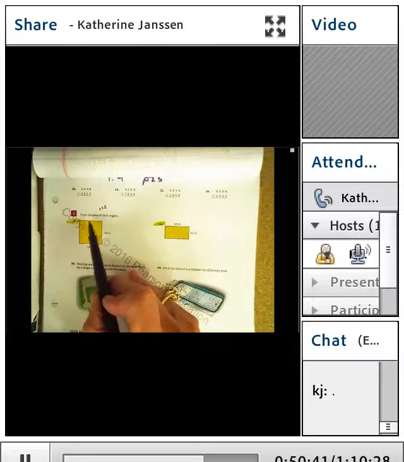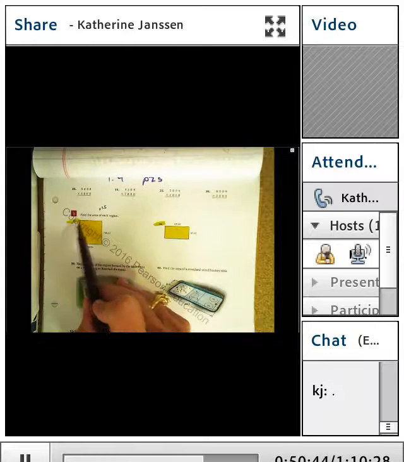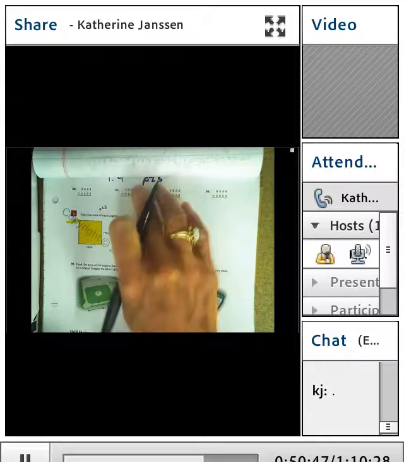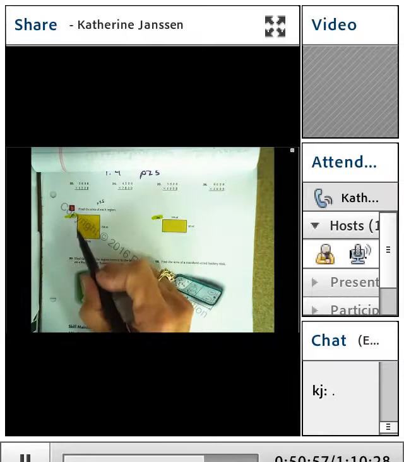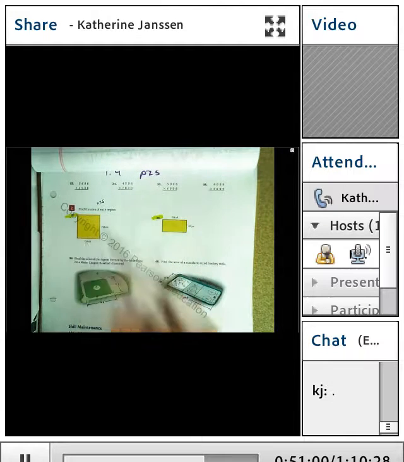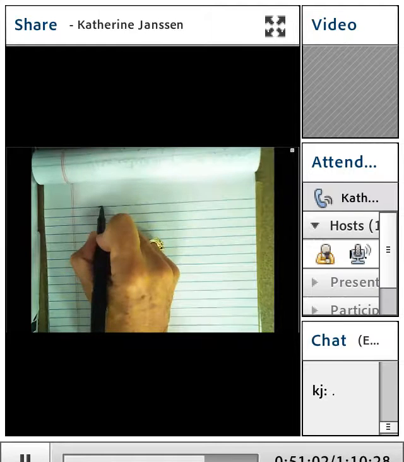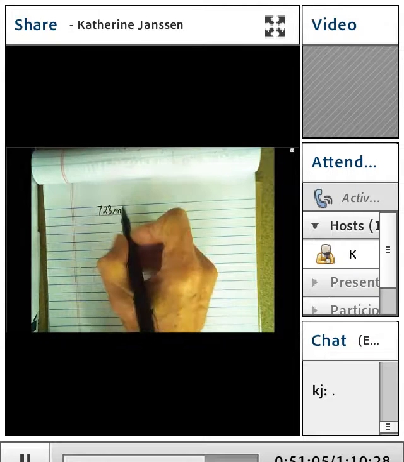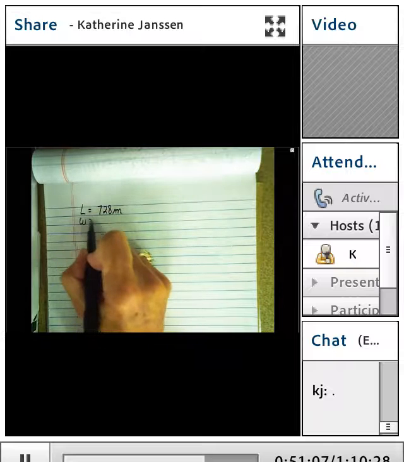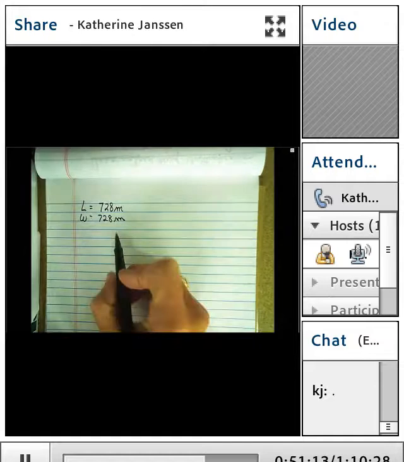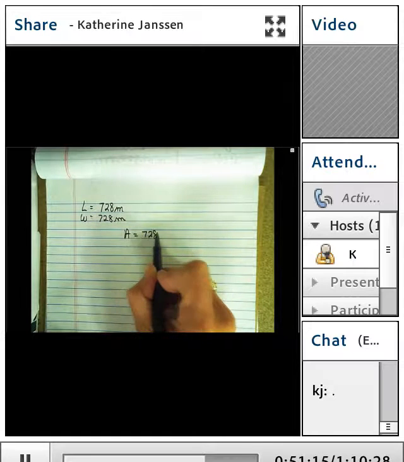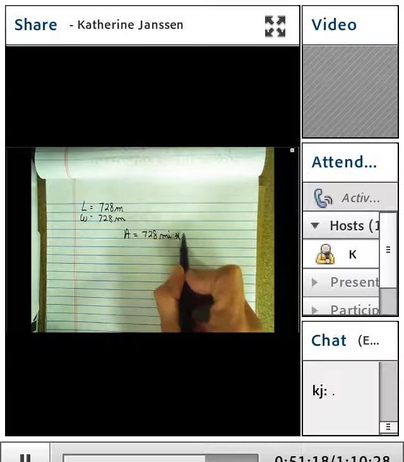On page 25, we have question number 37. It says find the area of each region. Remember, the area is the length times the width. This object is 728 miles by 728 miles. So I have 728 miles for the length, and the width is 728 miles. So the area is equal to 728 miles times 728 miles.